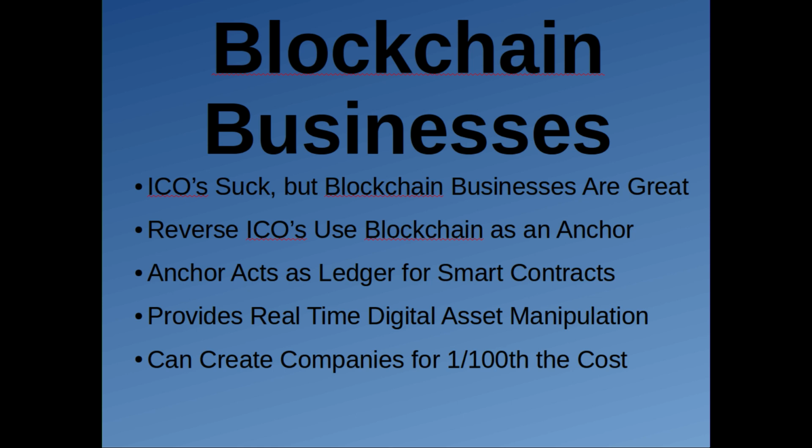But even though ICOs suck, like I was just saying, you can always reverse an ICO. With an ICO, you give them the money first and then they come out with a product. With a reverse ICO, you use the blockchain as an anchor, and the anchor acts as a ledger for smart contracts. So what does that mean?